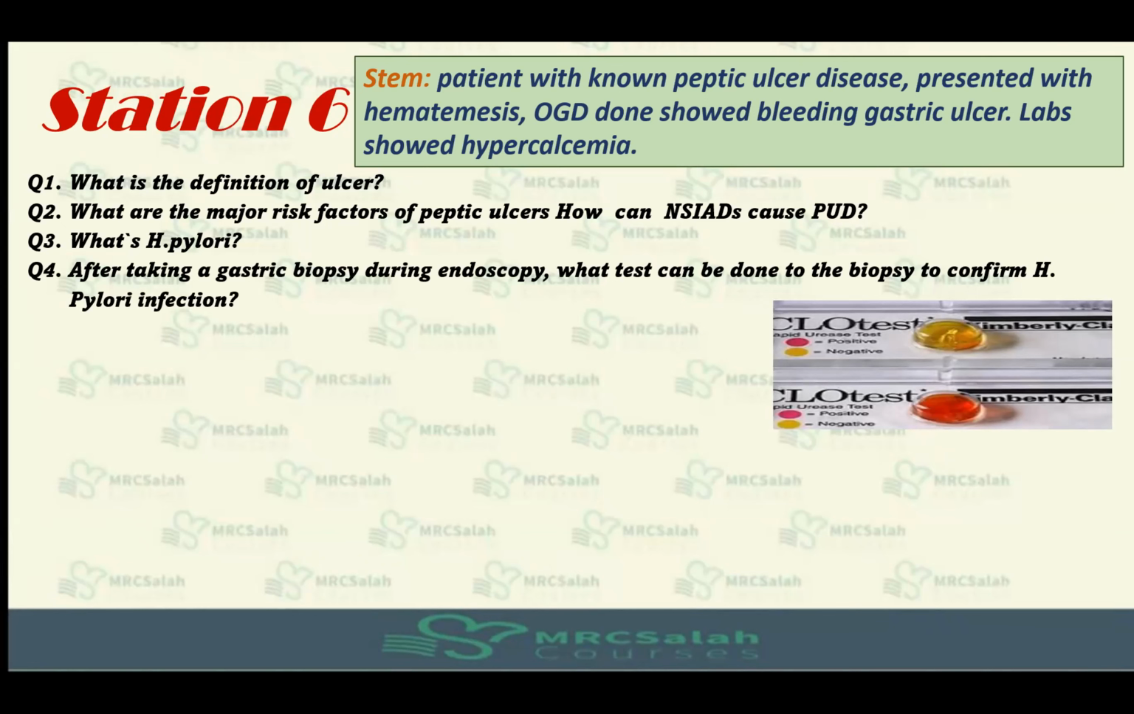Can you describe how it's done? Okay, during endoscopy or gastroscopy, we take a biopsy from the gastric mucosa. If it contains urease, which is an enzyme produced by H. pylori, we put it on a medium rich in urea. So if this enzyme exists, it will convert the urea to ammonia, and the medium also contains an indicator like phenol red. When ammonia is produced, pH increases and converts the phenol red from yellow to red, giving a positive test.